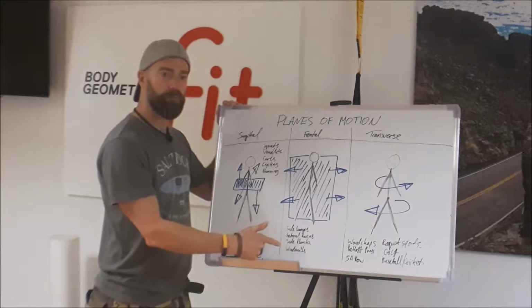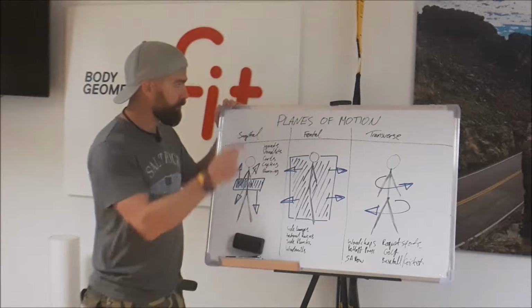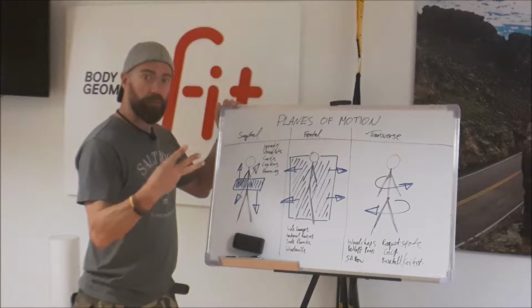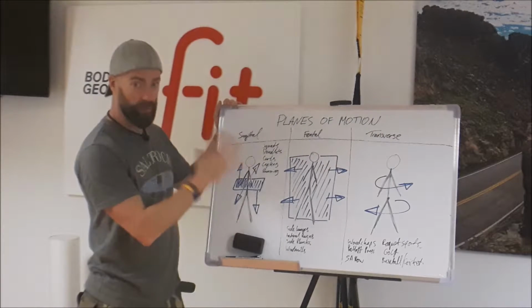Continuing on from the recent theme of movement and motion, I thought we'd talk about planes of motion. So there's three basic planes of motion. You've got sagittal, frontal and transverse. What does all that mean?